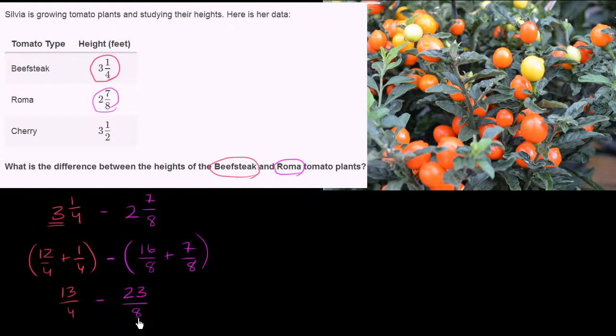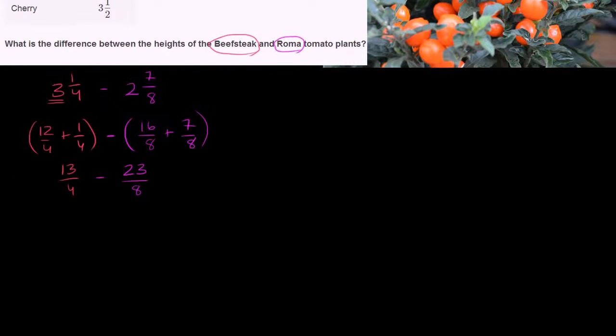Well, 8 is divisible by 8, and 8 is also divisible by 4. So if we can rewrite 13/4 as having 8 as a denominator, then we are all set. So let's try to do that. So we're going to write both of these with 8 as a denominator. This one already has it. So 13/4, I'm going to have it with 8 as a denominator. To get from 4 to 8, we have to multiply the denominator by 2. So in order to not change the value of the fraction, we have to multiply the numerator by that exact same value. We got to multiply it by 2. So this becomes 26/8.